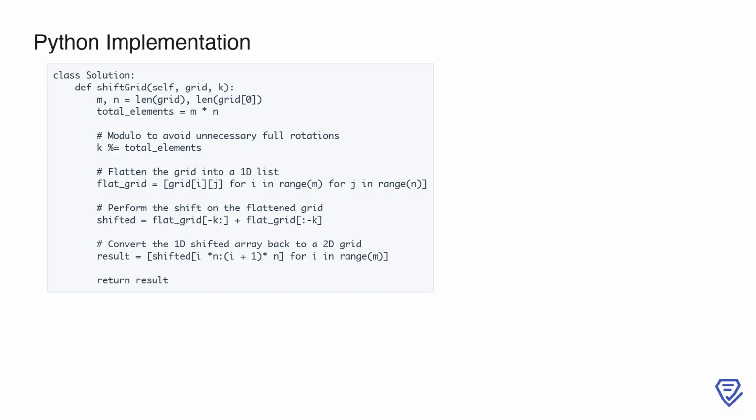5. Reconstructing the 2D grid. Finally, we reshape the shifted 1D list back into the 2D grid format. Using another list comprehension, we group every n elements into a row. Each row corresponds to the index range i*n to (i+1)*n in the flattened list. 6. Returning the result. The resulting 2D grid is returned as the output.